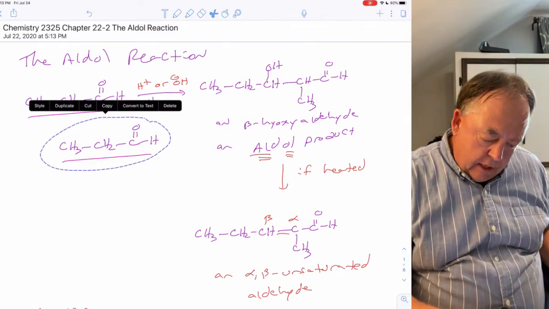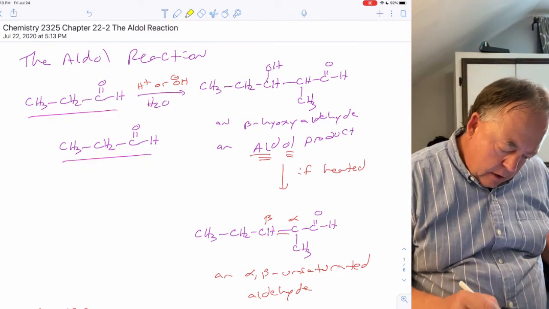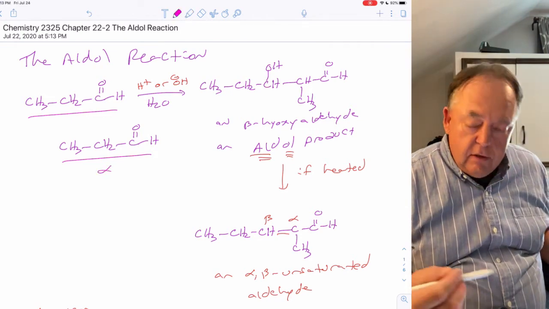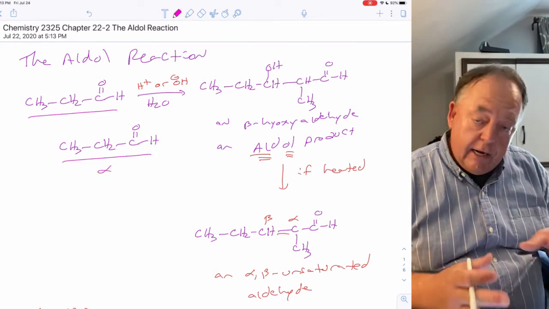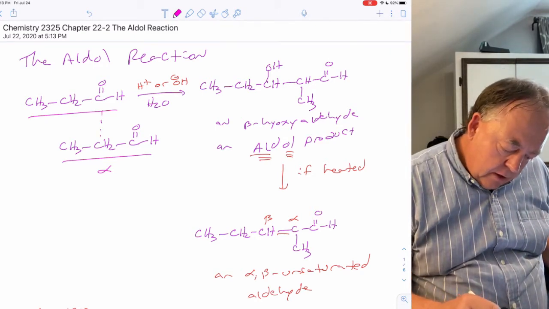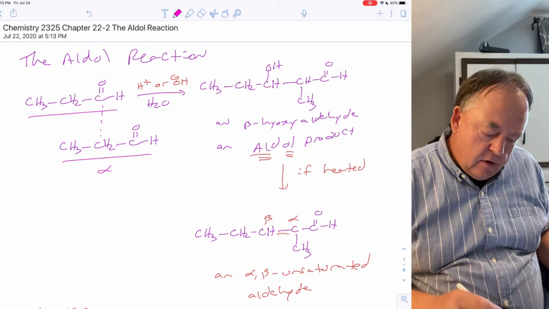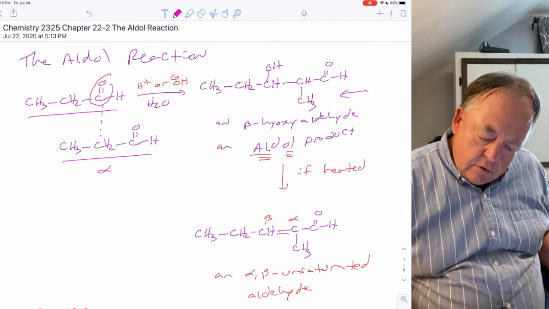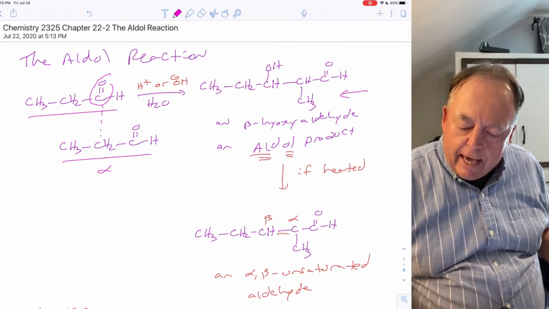Basically what's going to happen is we're going to end up making a bond between the alpha carbon of one, so two aldehydes are going to react with each other. We make a bond between the alpha carbon of one and the carbon-oxygen double bond of the other, and then that becomes an OH. So that would give you this product, and that's what's called the aldol product.